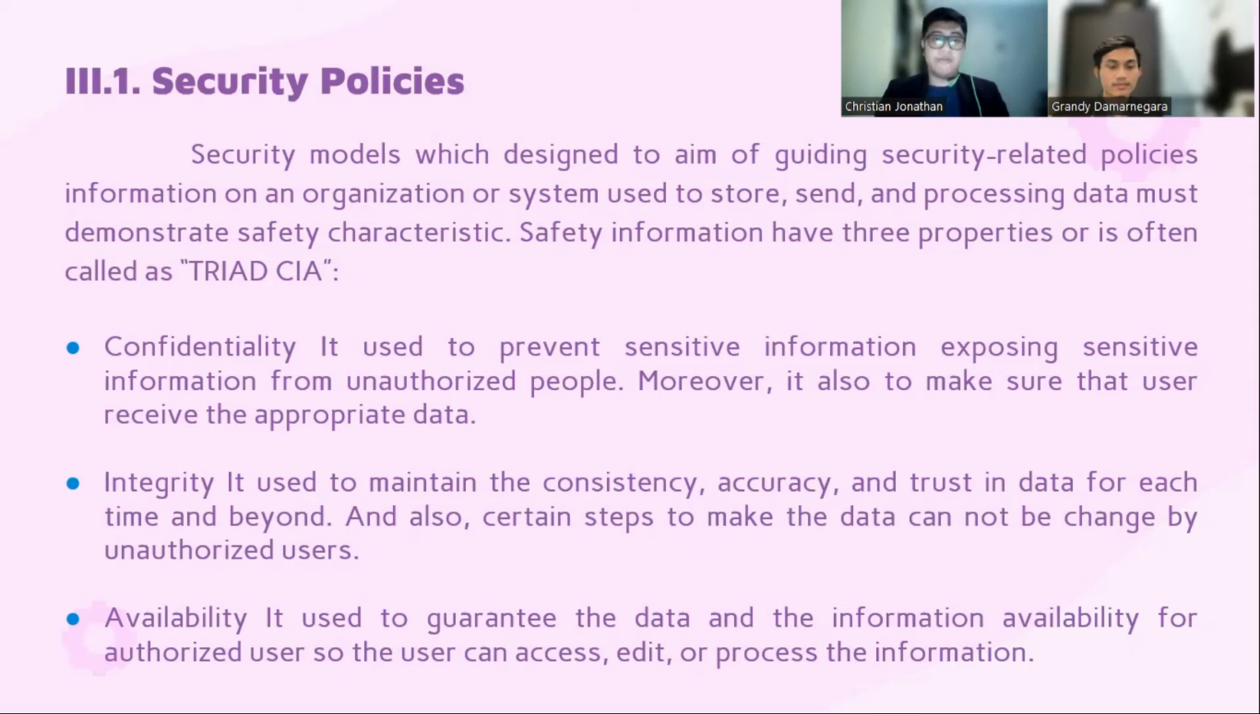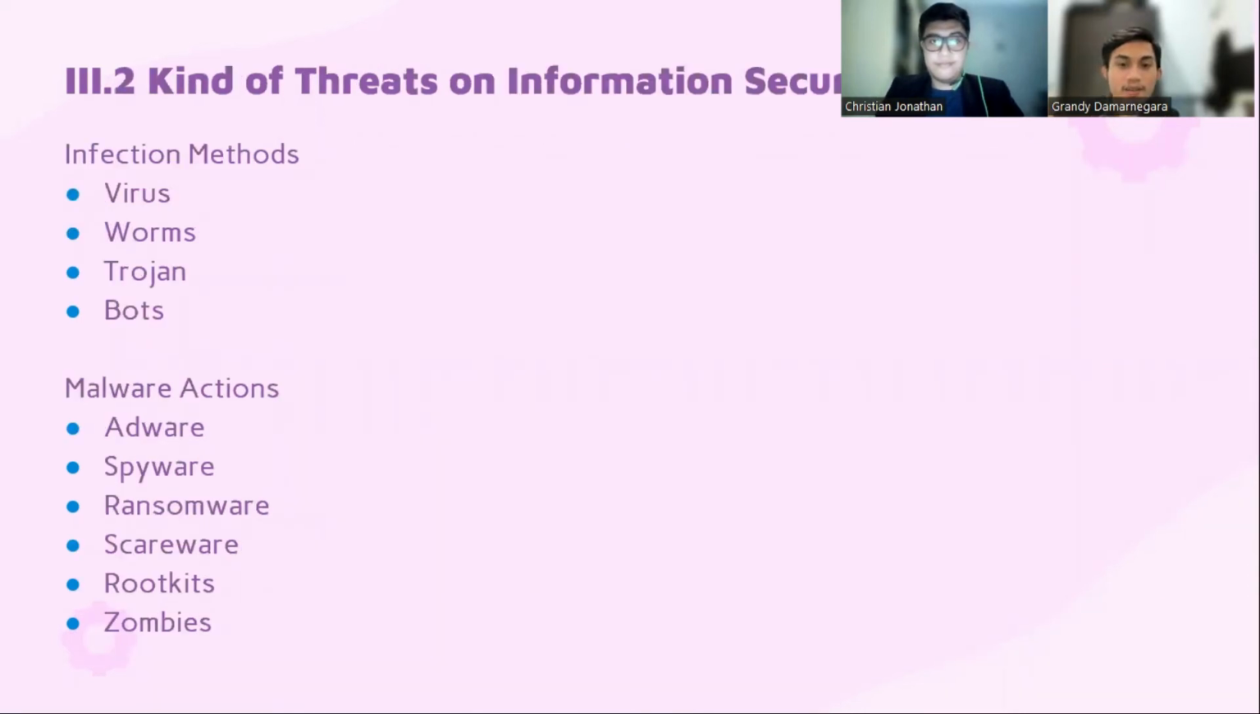Confidentiality. It is used to prevent exposing sensitive information to unauthorized people. Moreover, it also makes sure that users receive the appropriate data. Integrity. It is used to maintain the consistency, accuracy, and trustworthiness of data over time. It also includes steps to make sure the data cannot be changed by unauthorized users. Availability. It is used to guarantee data and information availability for authorized users, so the user can access, edit, or process the information. Kinds of threats on information systems.